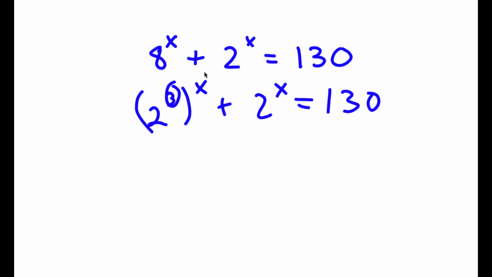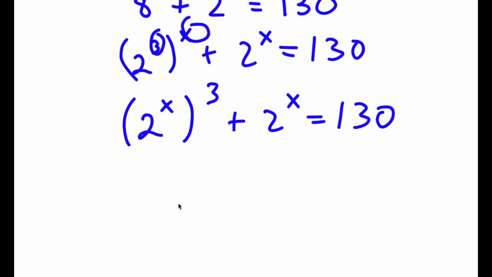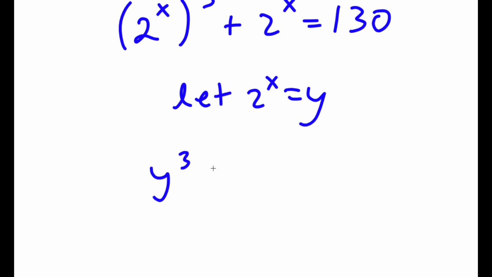And I can actually switch the places of 3 and x. So this is the same thing as 2 to the power of x, to the power of 3, plus 2 to the power of x is equal to 130. Now I'm going to let 2 to the power of x equal to the variable y. So now I have y to the power of 3 plus y is equal to 130.